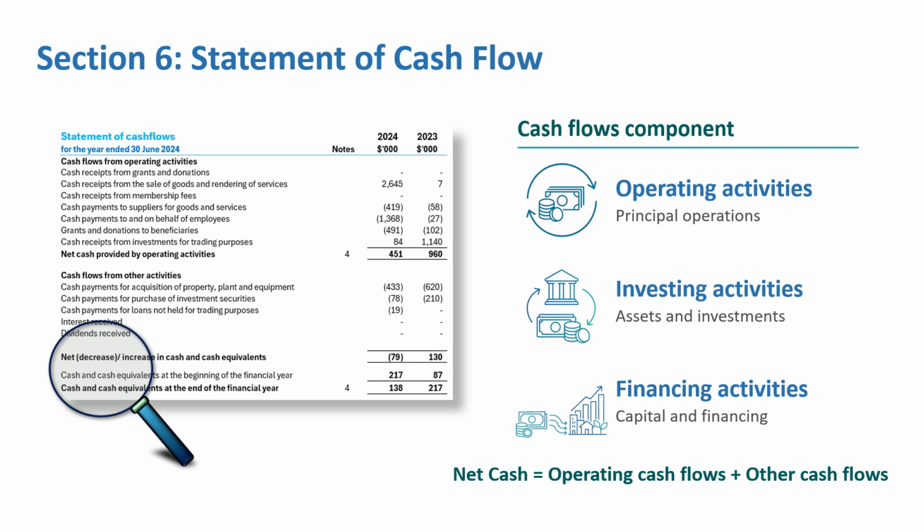Operating activities relate to an entity's primary operations, such as receiving donations or paying suppliers. Investing activities include purchases and sales of long-term assets, while financing activities relate to borrowings and equity funding. The cash flow statement is particularly important because it helps users understand liquidity and the entity's ability to meet its obligations.